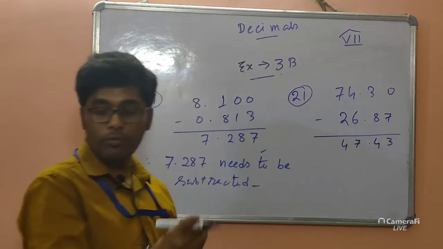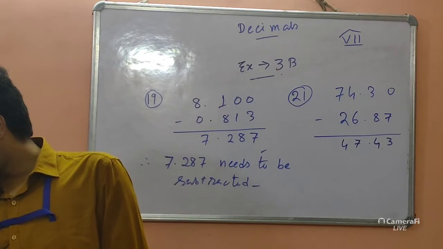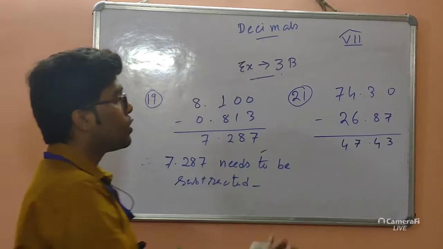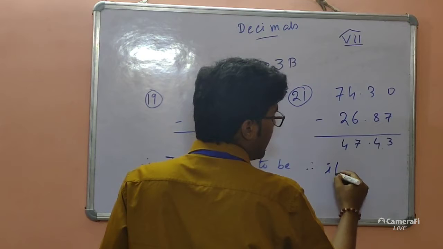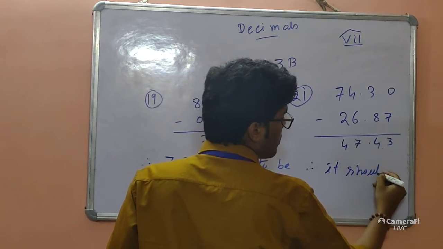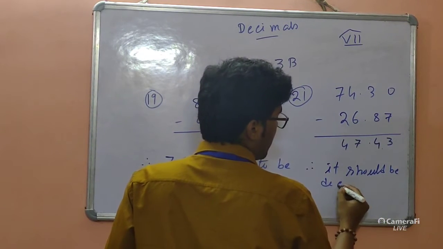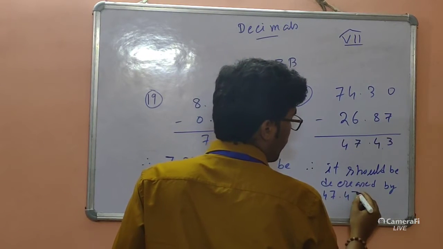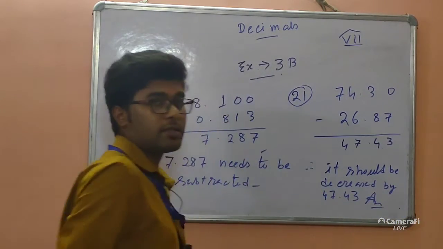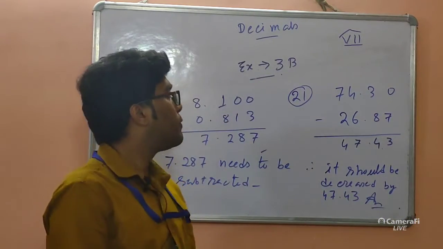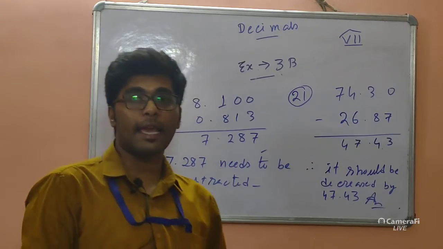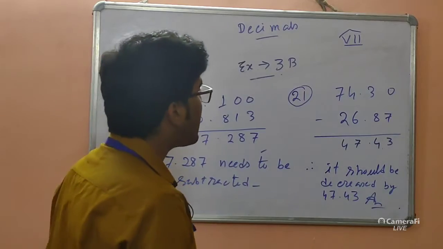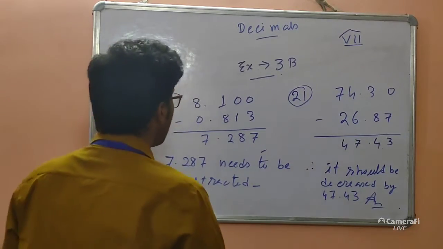Clear? So what you need to write, therefore, by how much should this be decreased? So you write therefore it should be decreased by 47.43 and that's your answer. Clear? So we have completed this exercise, exercise 3b. Now let us move on to our next exercise, that is exercise 3c. Let us do that.